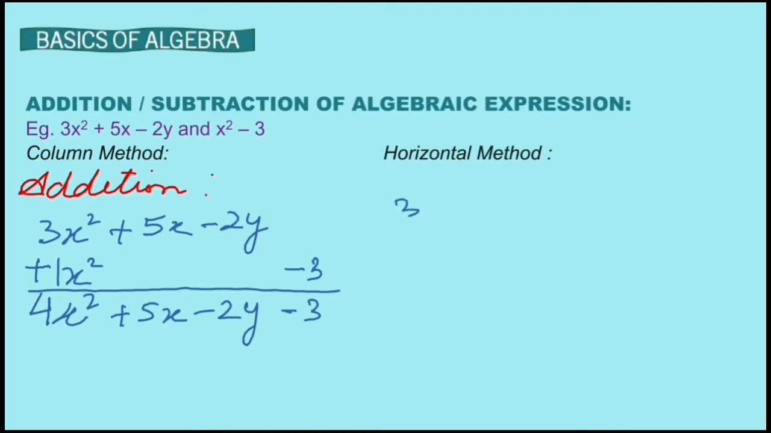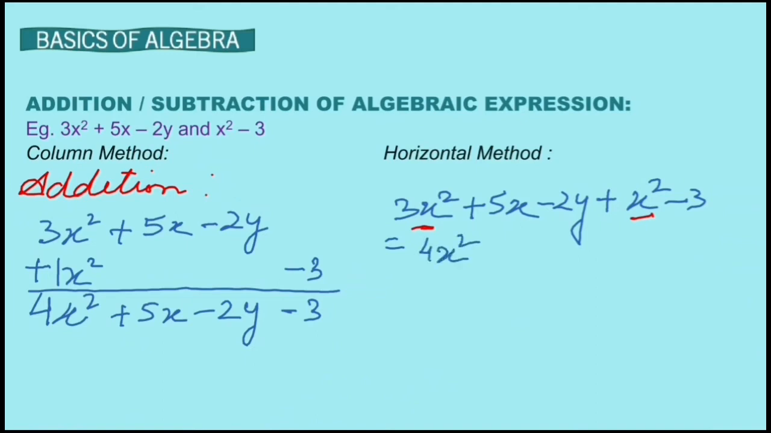In horizontal method, we have to go in the horizontal direction. So we will write the first expression and followed by it, we will write the second expression, putting a plus sign between them because we are adding. After this, we will check which are the like terms and we will add their coefficients. So as you can see here, 3x square and x square are like terms, so I will add their coefficients 3 plus 1 and I get 4x square. Please note that by adding, the coefficients change, but the literal or algebraic parts remain the same. As the remaining three terms don't have any like terms, we will just take them down. So the answer is 4x square plus 5x minus 2y minus 3.